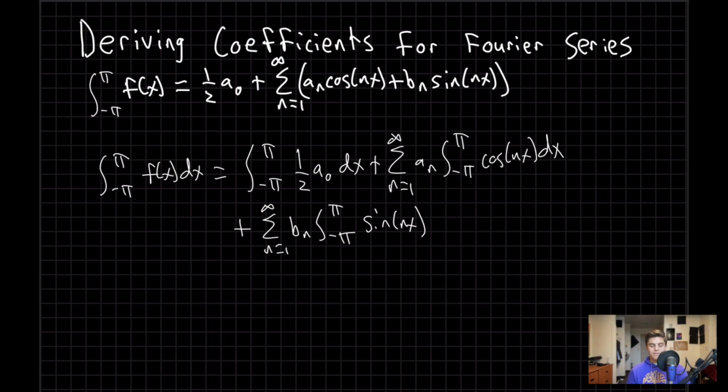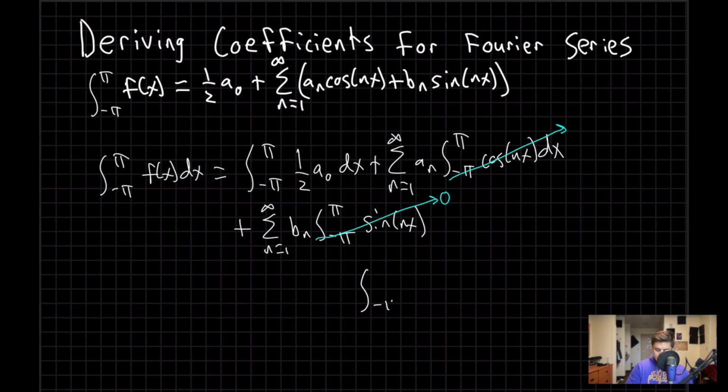Now from here, if you take an integral over a full period of a sinusoid like cosine or sine, what ends up happening is it goes to 0. There's different reasoning for that. Sine is an odd function, so on a symmetric interval it goes to 0. But for cosine, why does cosine go to 0?